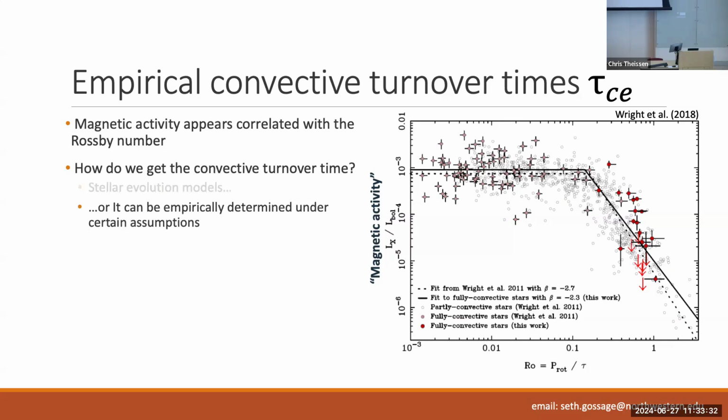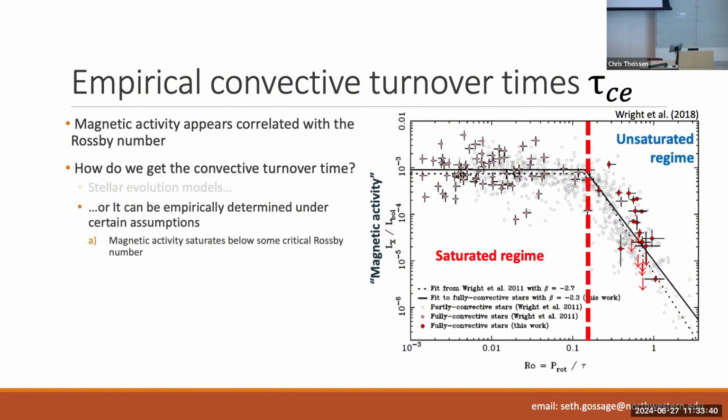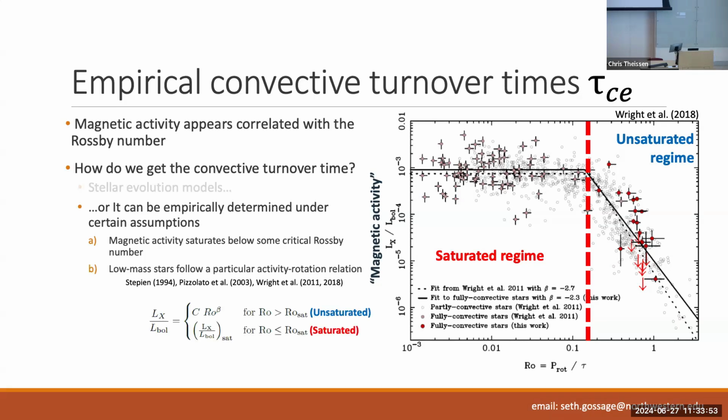is that we can empirically determine the convective turnover time under certain assumptions. So one of the assumptions is that this saturated and unsaturated paradigm exists, where the X-ray luminosity is saturated at low Rossby numbers and it's unsaturated at higher Rossby numbers. And given this assumption, we can describe the X-ray luminosity as a function of the Rossby number in terms of this broken power law, where we have the sloped relation, or power law relation, in the unsaturated regime, and this constant value that the X-ray luminosity takes on in the saturated regime.